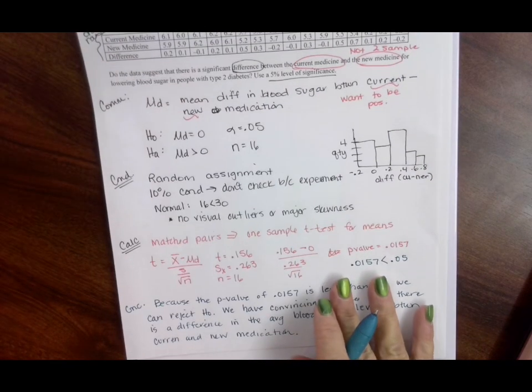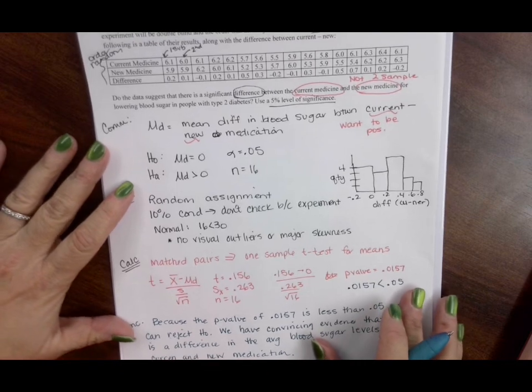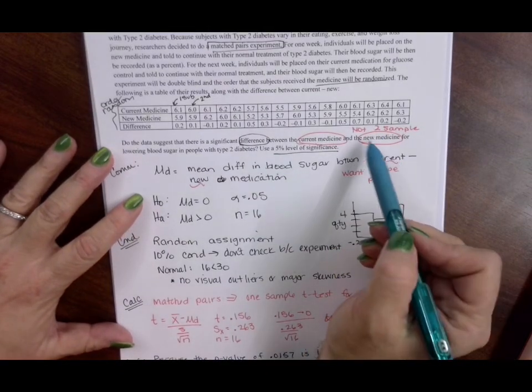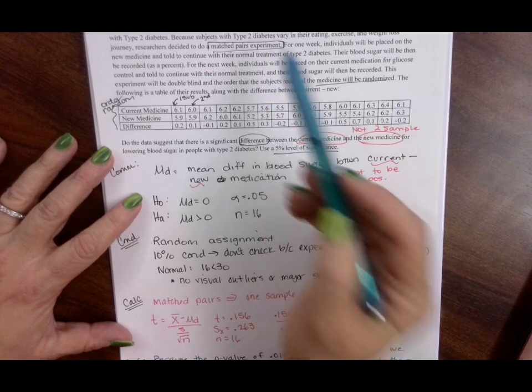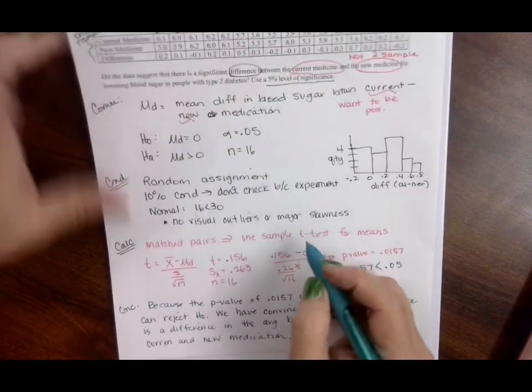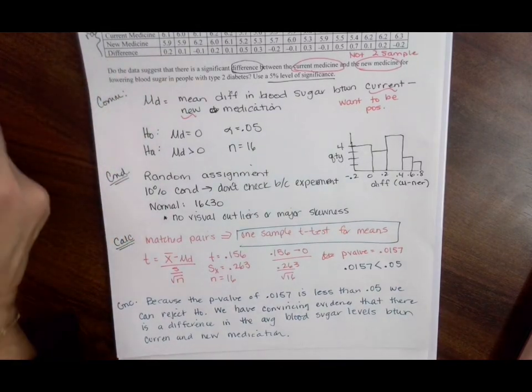All right, so here's the difference. The only reason that we really had this lesson today was to understand that we're going to get into 2 sample data, and this is not 2 sample. This is a matched pairs. So we still run a 1 sample t-test. All right, so when you see matched pairs, it's a 1 sample.